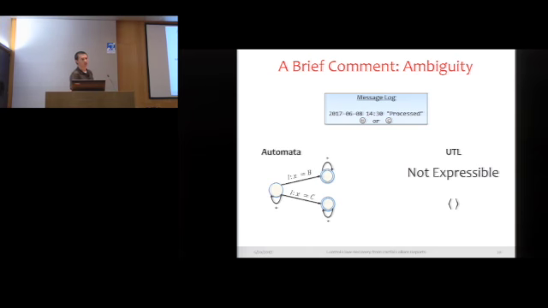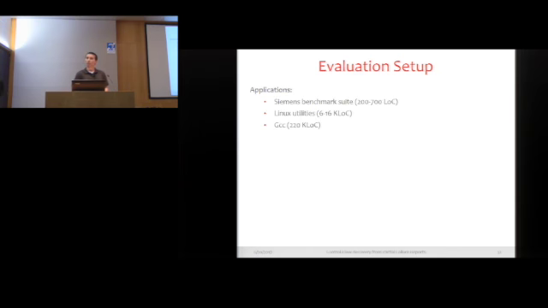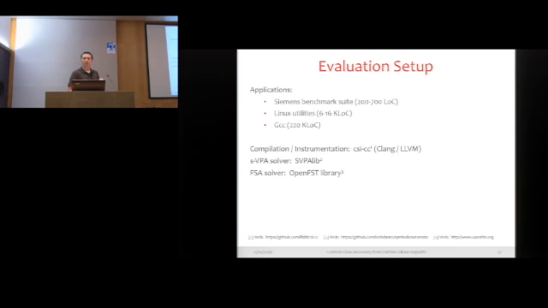Moving on to evaluation, the general strategy was to compare the efficiency and precision of each solver. So for each solver, we're interested in how precisely we can answer queries, how well we can scale to large programs, and how well we can scale from small to large failure reports. Now, we used a diverse suite of applications for evaluation, starting with the smaller Siemens benchmarks, a set of Linux utility programs, and the C compiler GCC. We performed compilation and instrumentation to gather failure reports with the CSI-CC instrumenting compiler, which is built on LLVM. We used the S-VPA lib and OpenFST libraries for our automata solvers.